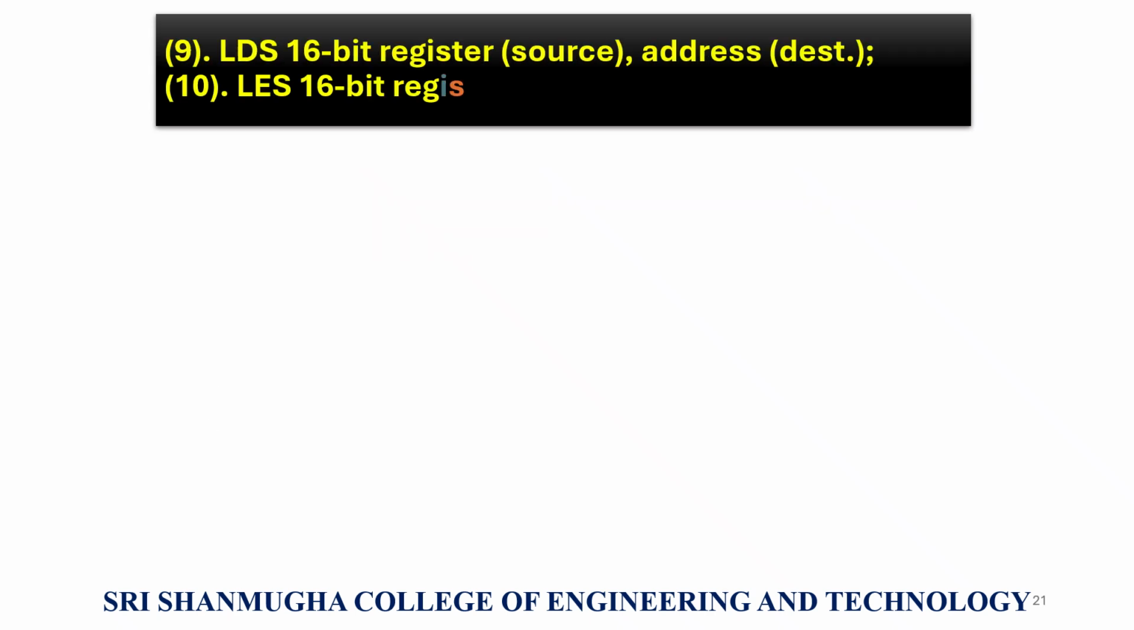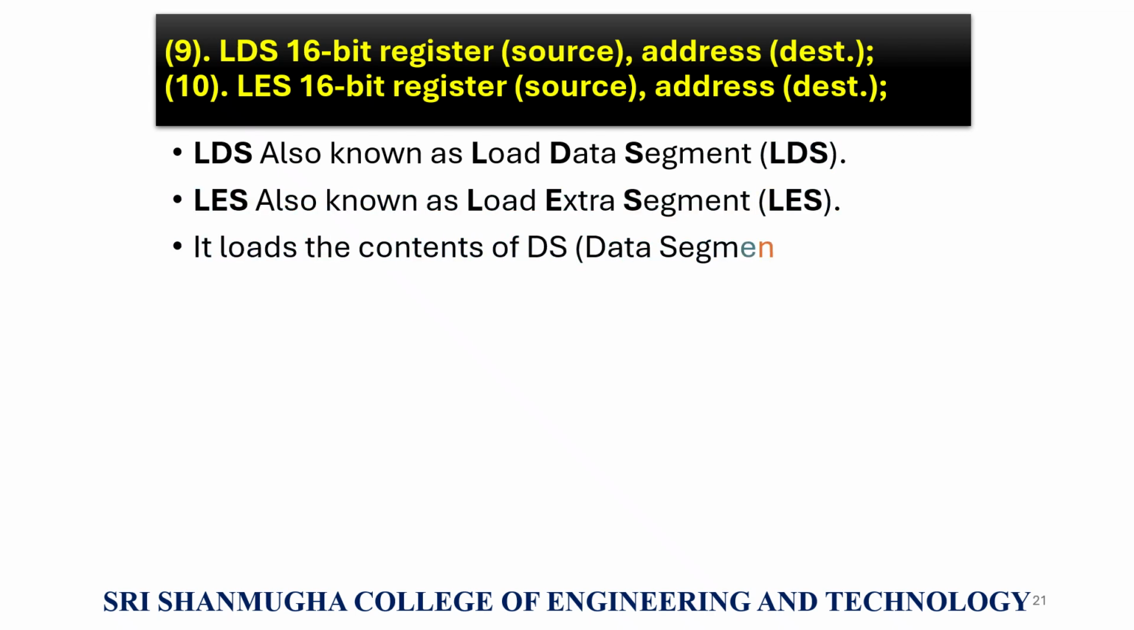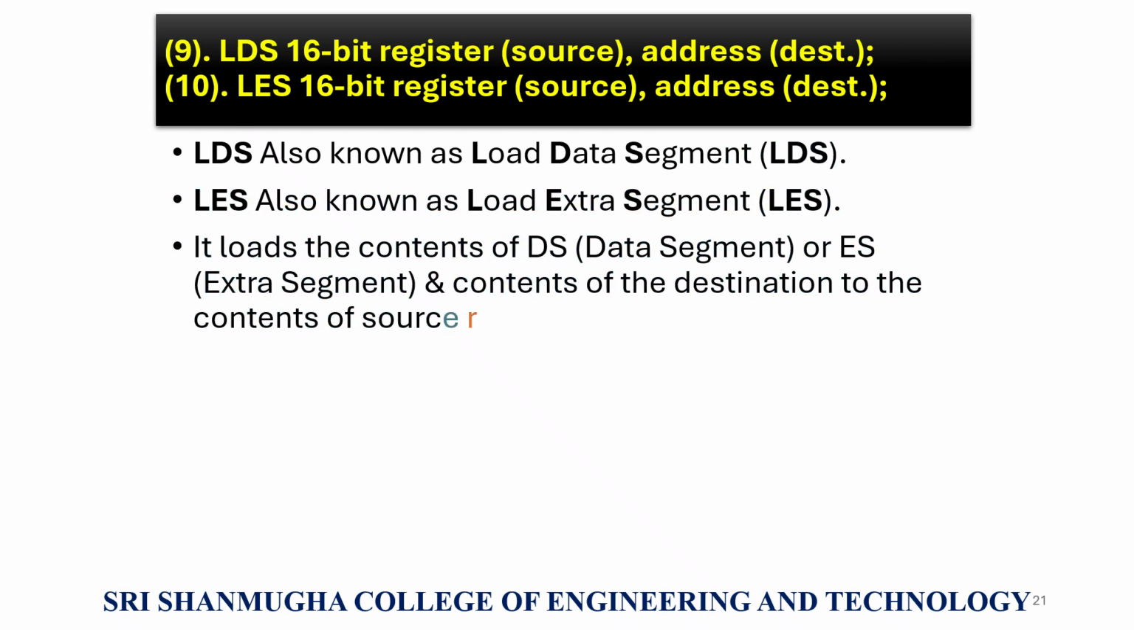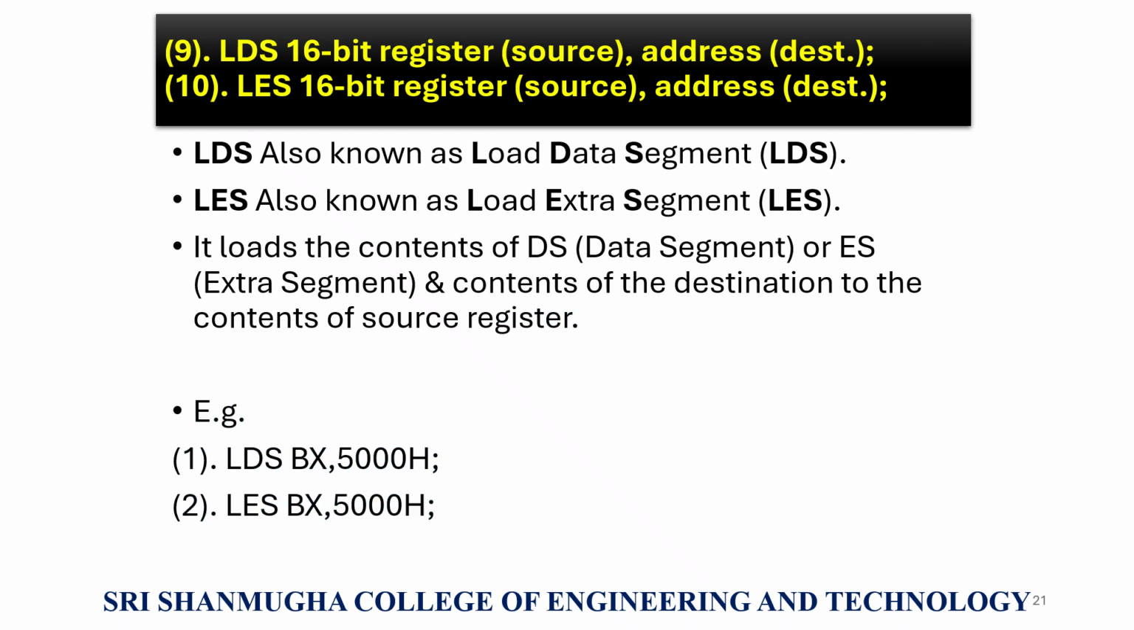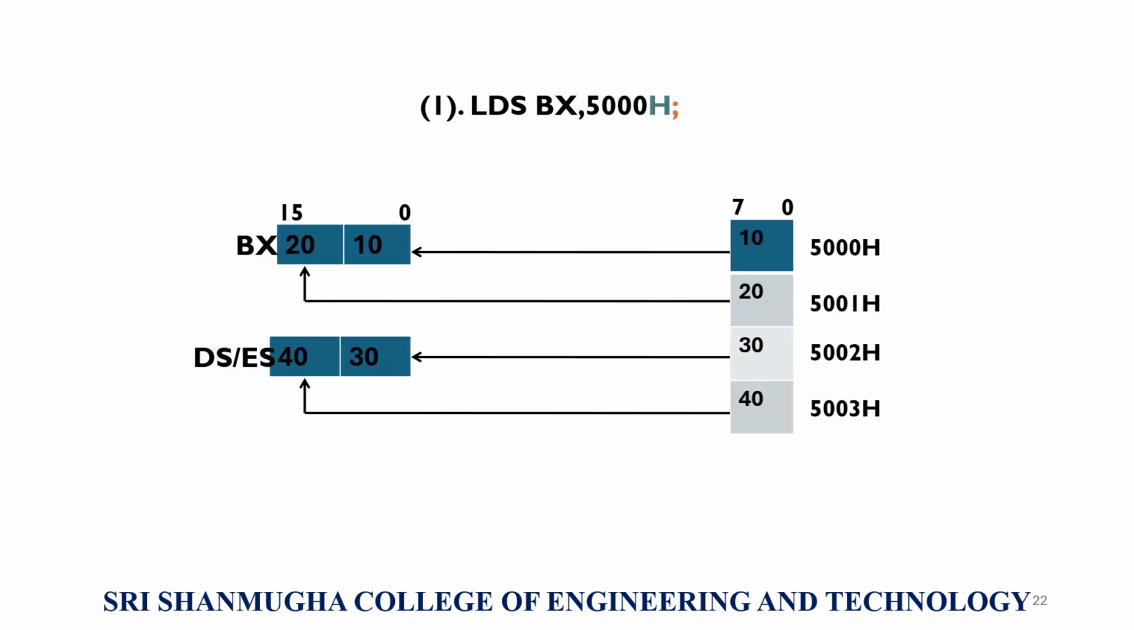The next one is LDS, load data segment or extra segment along with the address specified here. What happens is that the data present at the address specified in the instruction will be moved to the destination register specified, and the data present in the next two memory locations will be copied either to the data segment register or to the extra segment register. So LDS means it will be copied to the DS register, the data segment register. LES means it will be copied to the extra segment register.